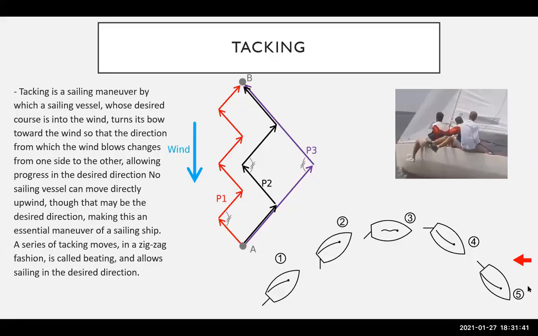Let's get the tacking going back up. So in the picture at the bottom of the screen here, you can actually see you're on a starboard tack because the wind's hitting the starboard side of the boat first. And as the rudder changes its angle, the boat begins to turn. The wind is coming from this direction over here.